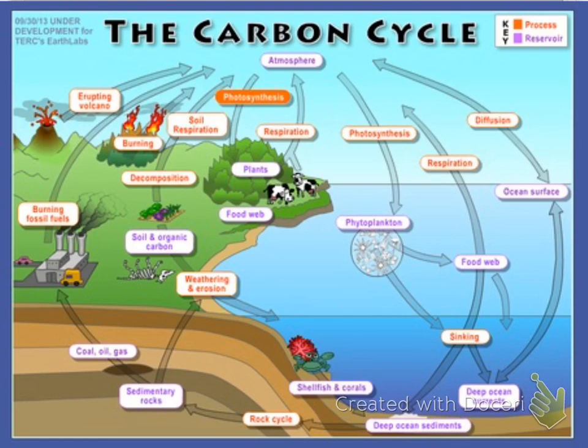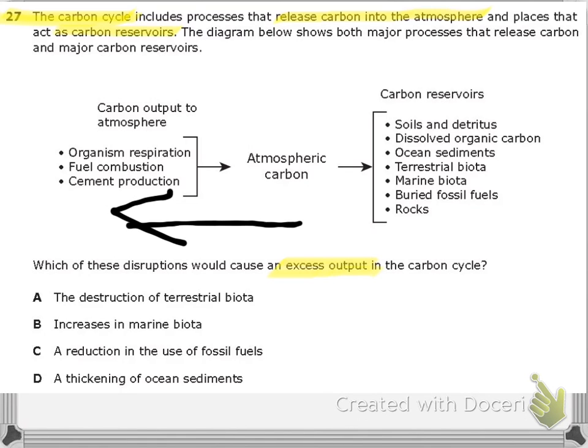Let's go back to the question at hand and look at these answers. A, the destruction of terrestrial biota. Remember, we're looking for which of these would cause a disruption resulting in an excess output. In other words, more is going out than is coming in. So, the destruction of terrestrial biota.